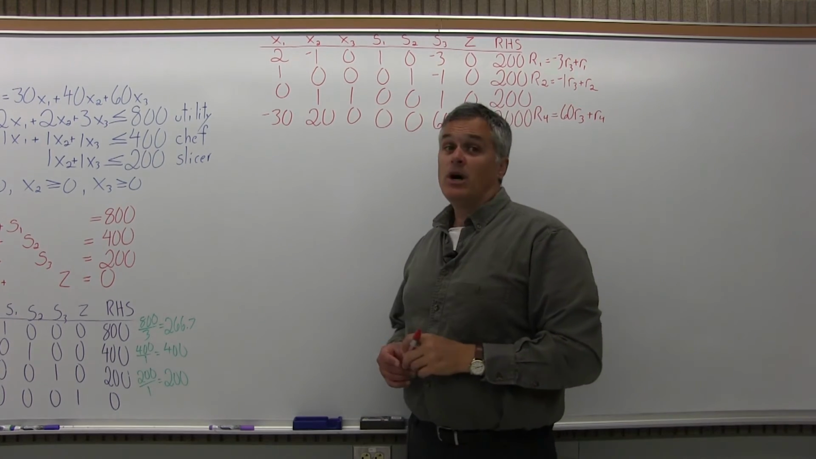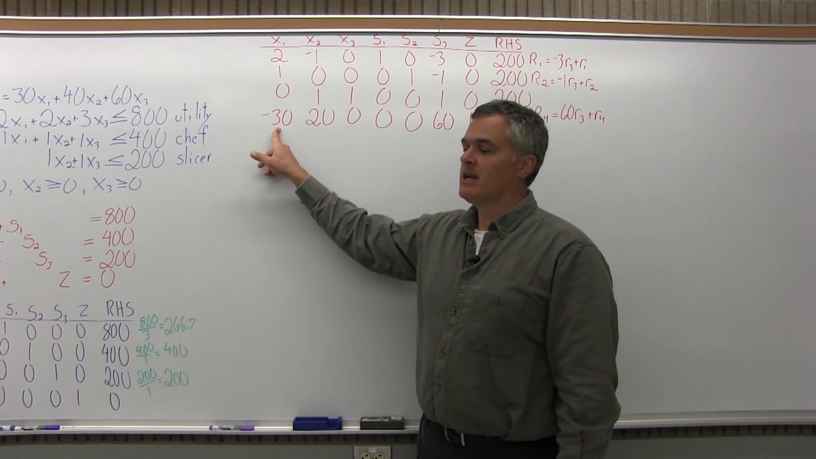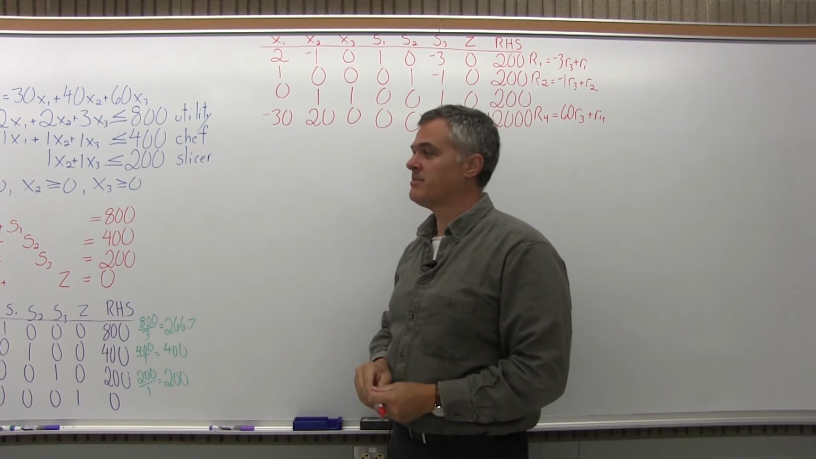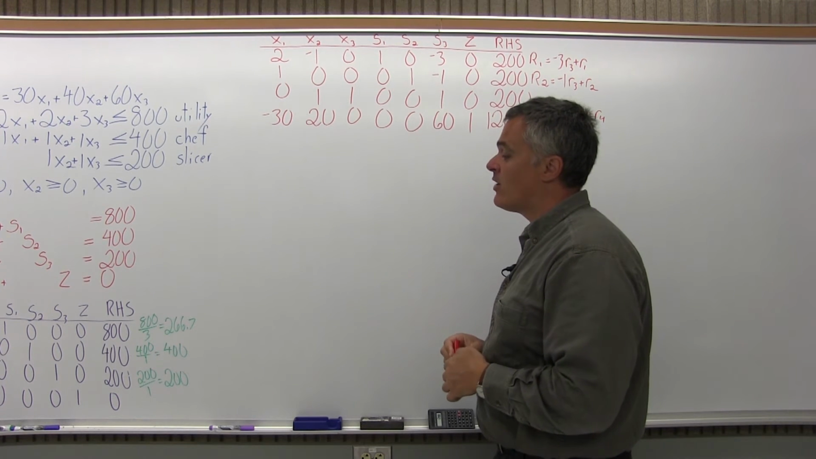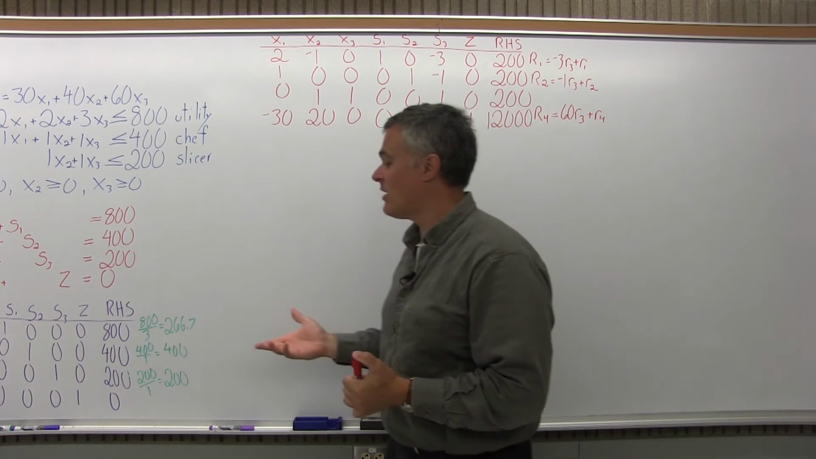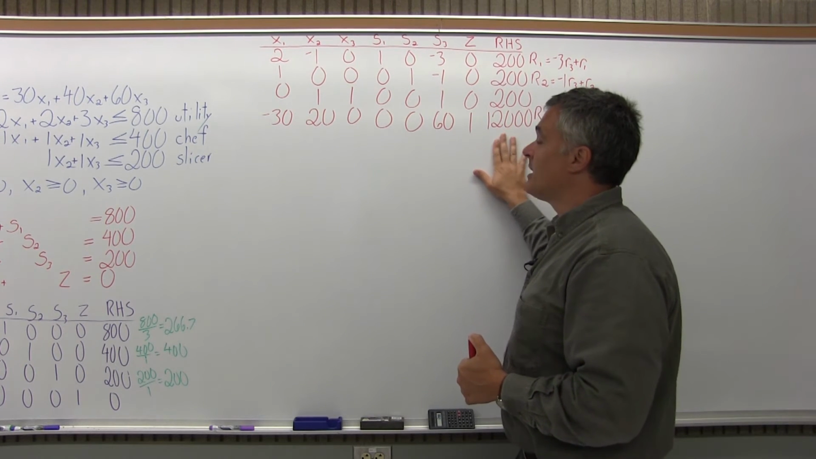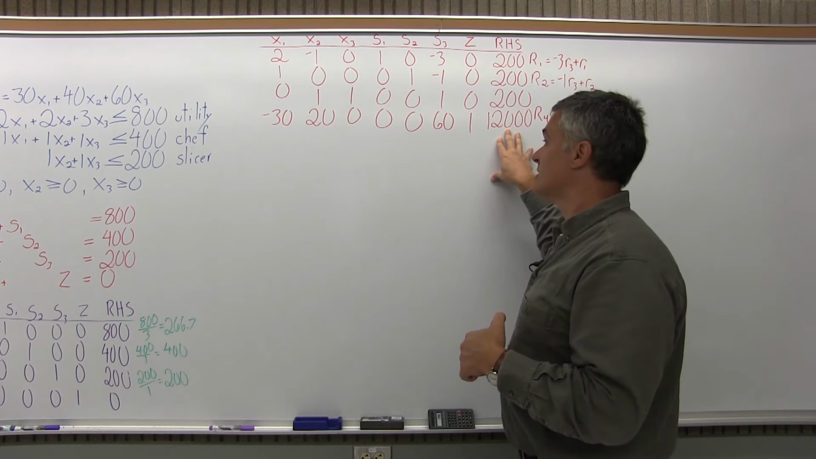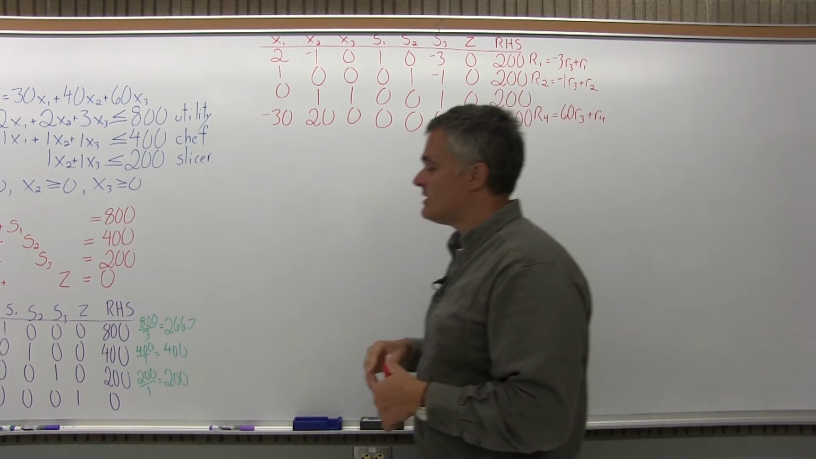Now, I'm not done. Because I still have a negative in the bottom row, I need to pivot again. So that negative is in the X1 column. That's going to be my pivot column. So what's happened is I've gone from an output or profit of 0 to an output or profit of $12,000. But because I can pivot again, that's telling me that I can increase the 12,000. I can make even more money. So let me pivot this again.